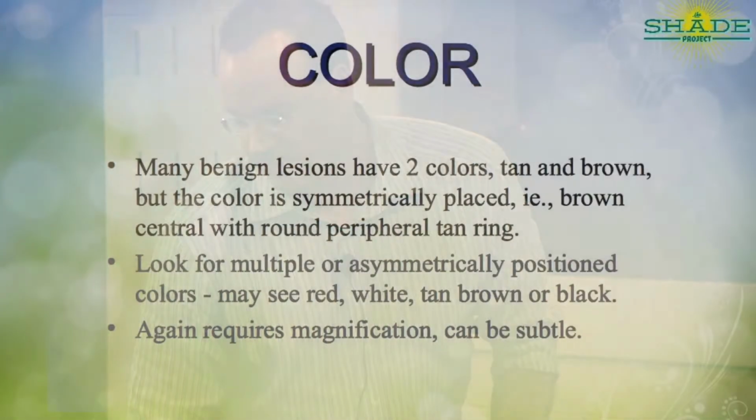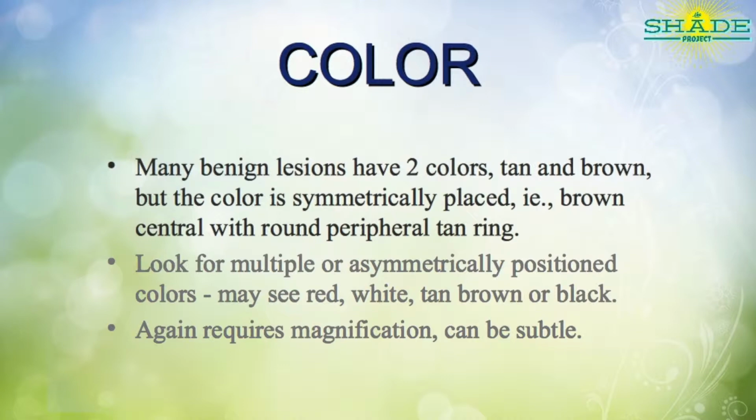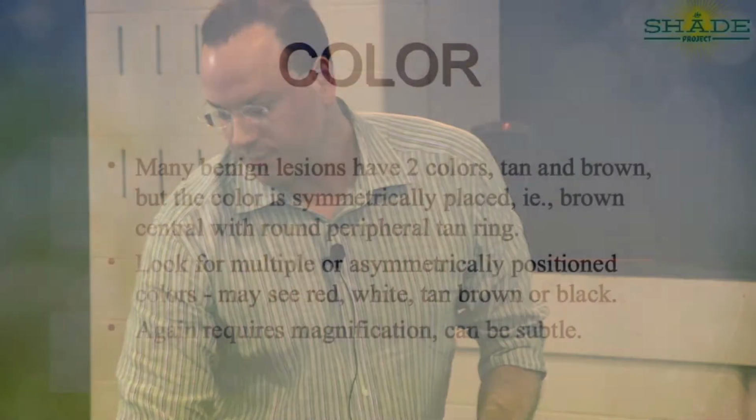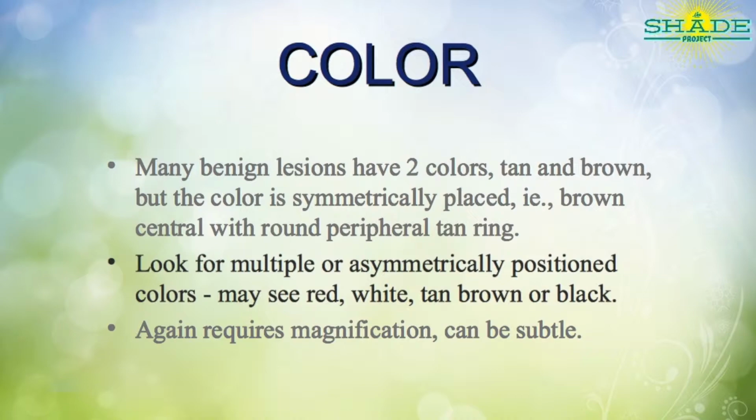Color. So this talks about moles having two colors, tan and brown. If it's kind of symmetrical, like it's dark brown in the middle and kind of tan on the edge, but it's symmetrical, like one side looks like the other side, that's not so bad. It's when the colors are irregularly placed. Look for multiple or asymmetrically positioned colors. Just see how many you can name. Is it 3 colors? Is it 2 colors? 4 colors? More colors is bad.